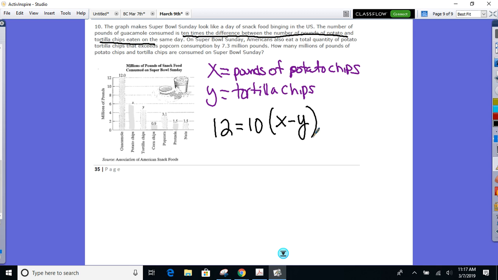All good? Last equation. Americans also eat a total quantity of potato chips and tortilla chips. Total quantity. How do I write that? Potato and tortilla chips: X plus Y equals, yep. And this is going to seem kind of strange, but it's right. That exceeds the popcorn consumption. What's popcorn? 3.1. Exceeds it by 7.3. Exceeds, plus 7.3. Yep, so if you want to combine them right now into 10.4, that's fine. So two equations to solve. I would probably, again, when you guys solve this now, distribute the 10, add this here, and then figure out what you want to eliminate.